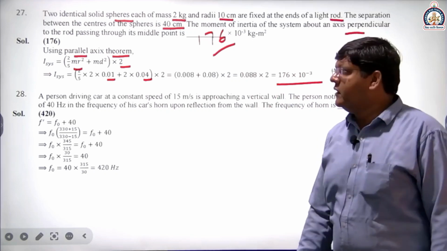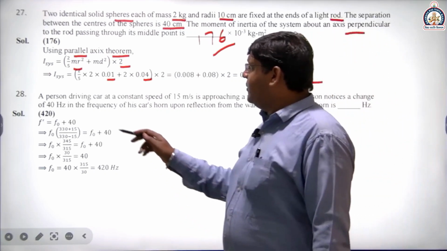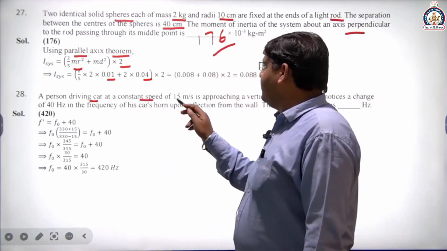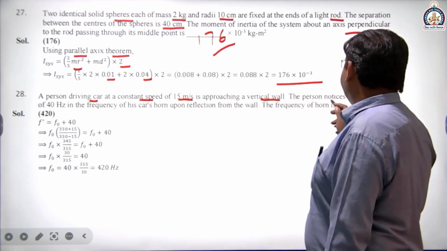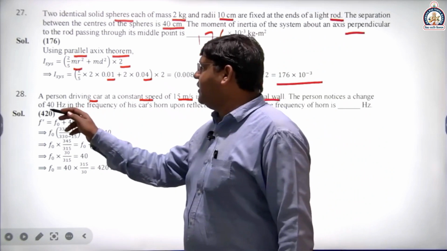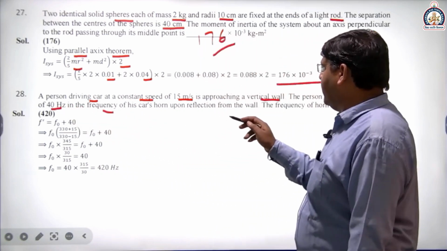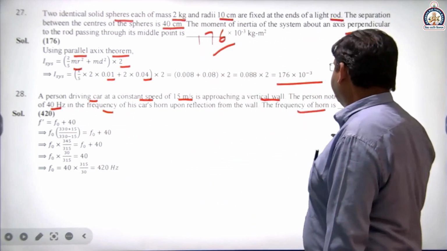Okay, moving to the next part. A person driving a car at a constant speed of 15 meter per second is approaching a vertical wall. The person notices a change of 40 Hz in the frequency of the car horn upon reflection from the wall. Find the frequency of the horn.